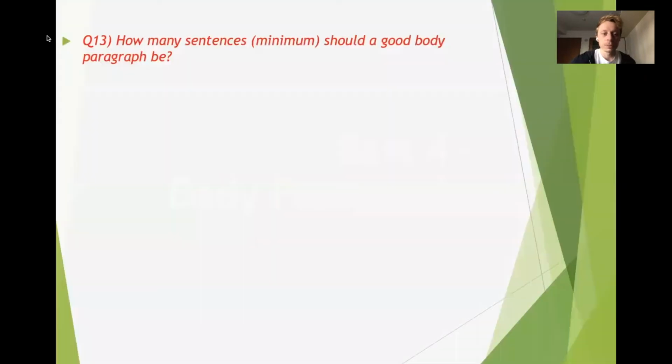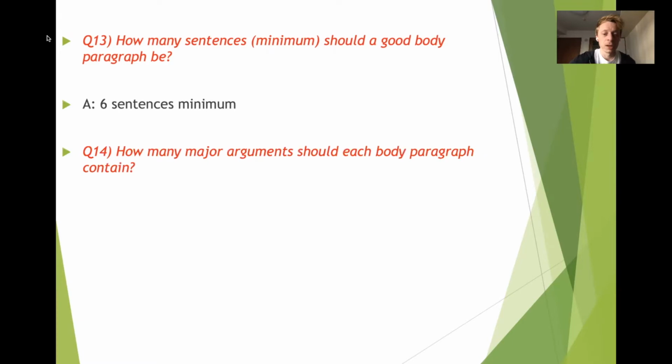Body paragraphs. Do you remember how many sentences make that nice diagram of the body paragraph house? Yeah, it's 6. 6 sentences minimum. All relevant too. No irrelevant sentences. 6 minimum. This one tricks a lot of people on this test all the time too. If you're going to remember something, remember this. How many major arguments should each body paragraph contain for your essay? So don't get confused.